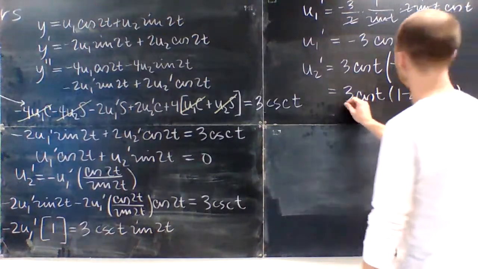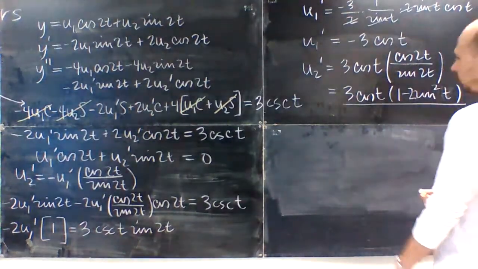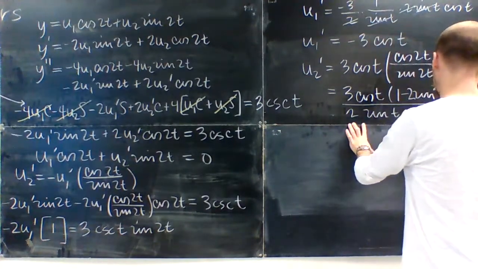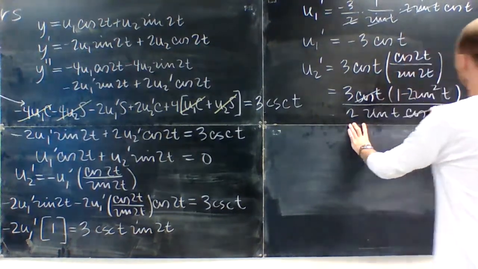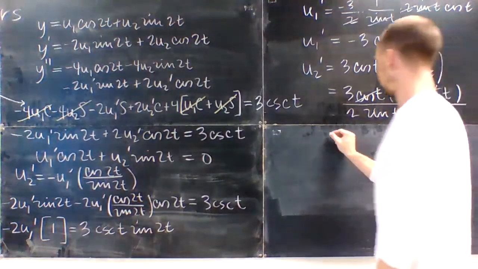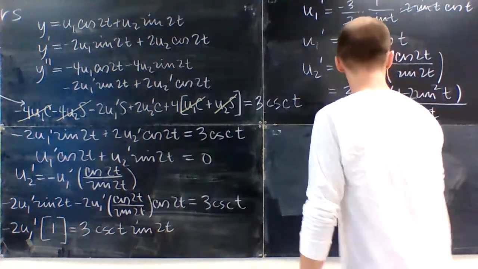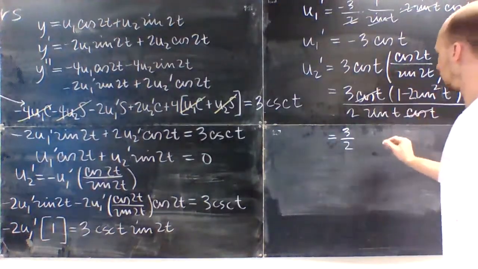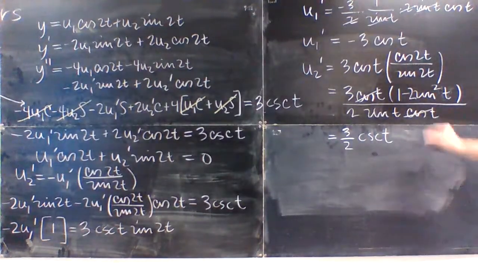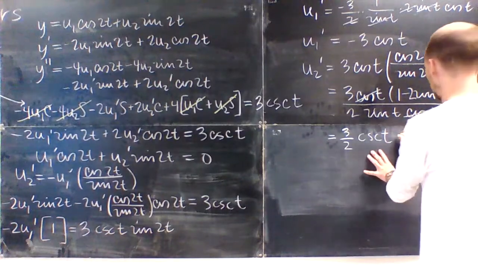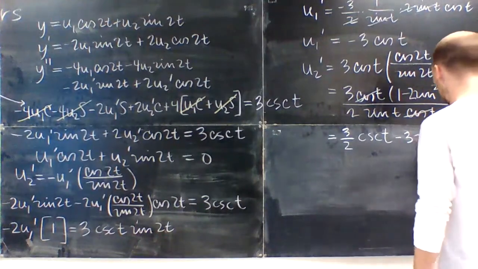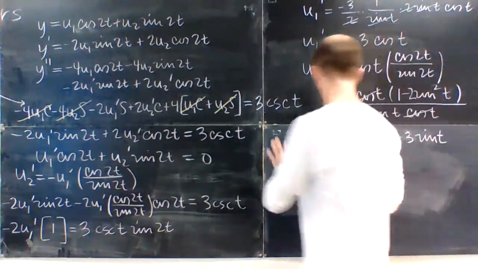And then I'm going to divide by sine of 2t, which is 2 times the sine of t times the cosine of t. Then I'm going to cancel off the cosines, and what am I going to have? That's going to be 3/2 of 1 over sine t, so that's cosecant t. And then minus, well, 2 times 3/2 would be 3, so minus 3, and this is sine squared t divided by sine of t, which is sine of t. And so I've got u2 prime.